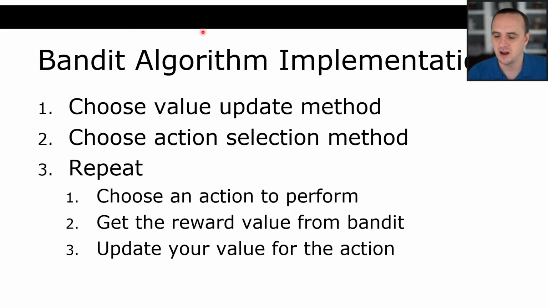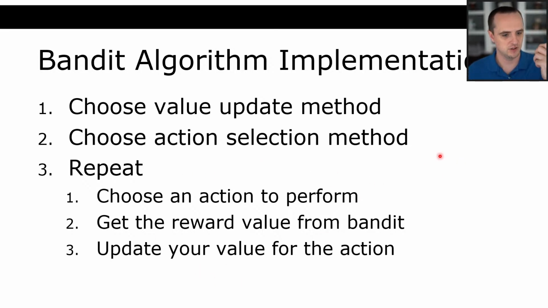So now we have all the tools we need to implement our Bandit algorithm, okay? What's going to happen is the following. We're going to choose a value update method, whether it's the sample average estimate or the incremental update. Then we're going to choose an action selection method, whether that is greedy, epsilon greedy, whatever. That's the basis for how we store and choose actions. And then the process repeats. We choose an action to perform, we get the reward from the action, and then we update our value estimate for each action.